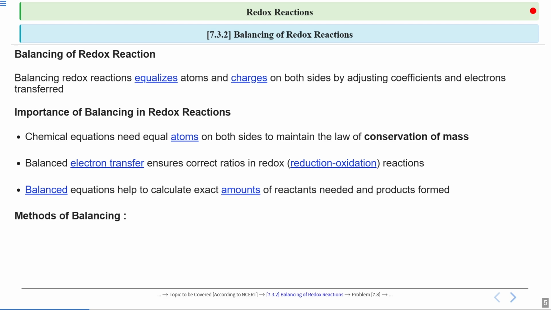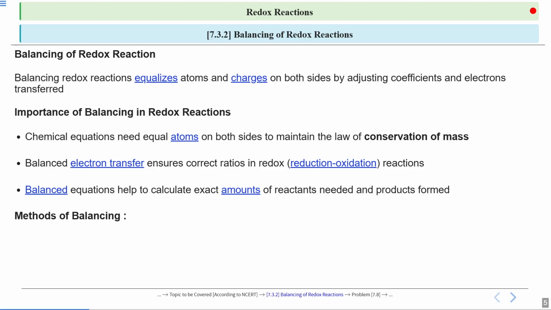Now the methods of balancing. One more thing here is that the exact amount can be calculated with the help of a balanced equation, because it will provide the stoichiometric ratios, which can be identified by the coefficients in the balanced chemical equation. It will allow chemists to accurately predict how much of each reactant is required and how much of the product will be formed. So this is all about the balancing of redox reactions and its importance.